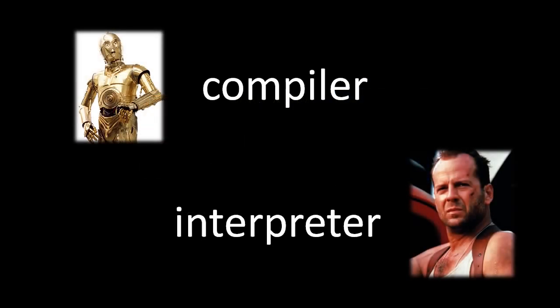Admittedly, the choice of terms here is not apt. An interpreter in normal life refers to someone who translates one language into another, but that's more analogous to what a compiler does. An interpreter in programming refers to a program which reads and acts upon code. So, whereas a compiler is more like C3PO, an interpreter is more like an action hero, like John McClane.